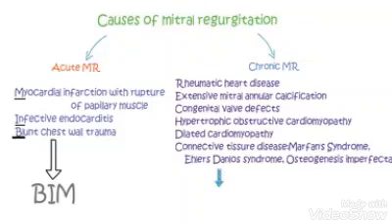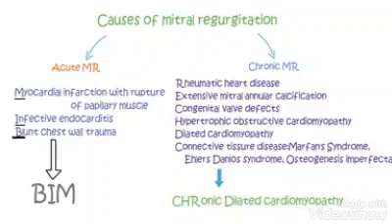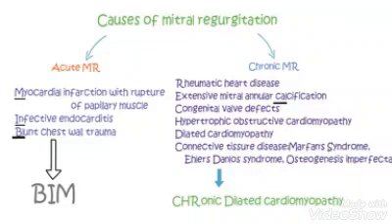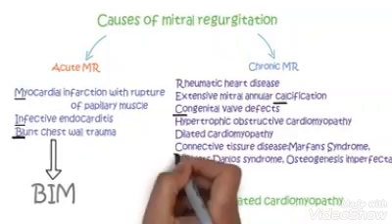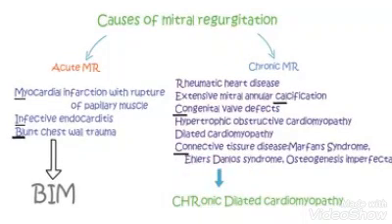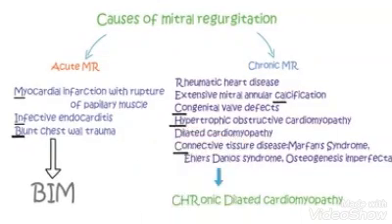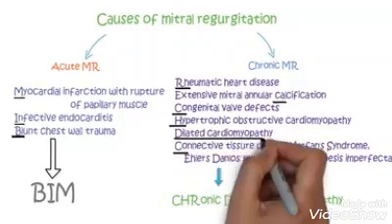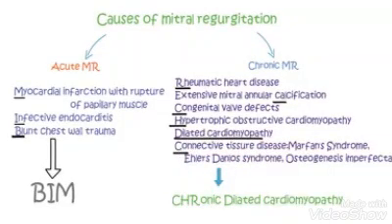You can memorize the cause of chronic mitral regurgitation by mnemonics chronic dilated cardiomyopathy. It stands for annular calcification, congenital valve defects, connective tissue diseases like Marfan syndrome, Ehlers-Danlos syndrome, and osteogenesis imperfecta. H stands for hypertrophic obstructive cardiomyopathy, R for rheumatic heart disease, and dilated cardiomyopathy is another cause of chronic mitral regurgitation. So now let's talk about pathophysiology and clinical features of mitral regurgitation.